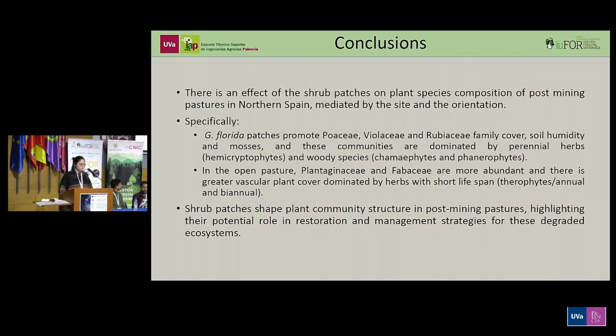And finally, as a conclusion, there is an effect of the shrub patches on plant species composition that is mediated by the site and the orientation, and specifically these Genista florida patches promote Poaceae, Violaceae, and Rubiaceae family cover, soil humidity, and mosses. These communities are dominated by perennial herbs and woody species, and in the open pasture, Plantaginaceae and Fabaceae are more abundant. There is greater vascular plant cover that is dominated by herbs with short lifespan. This way, shrub patches shape plant community structure in this post-mining pasture, and so they can have an important role in restoration and management strategies for these degraded ecosystems.